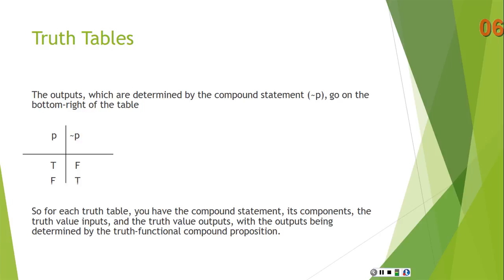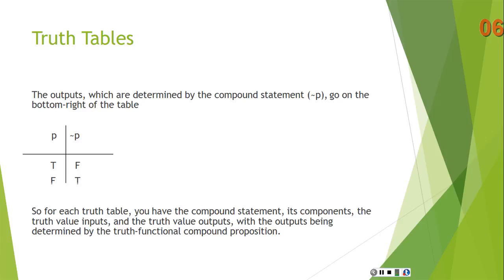If you had something like Obama is not president, that would be the compound statement. The component statement is Obama is president. Whenever the statement Obama is president is true, the compound statement, it is not the case that Obama is president, is false. Whenever the component statement is false, the compound statement, it is not the case that Obama is president, is true. So the negation just flips the truth value of the statement it's negating.